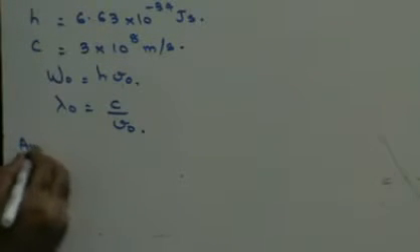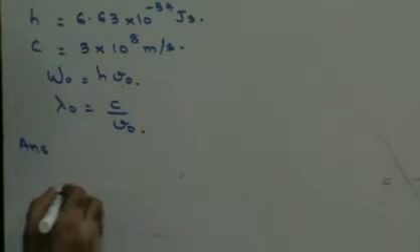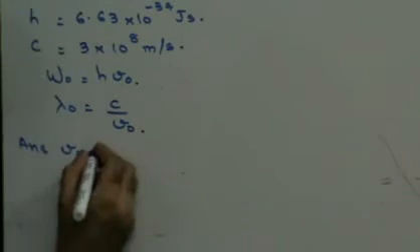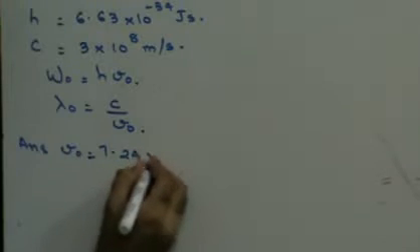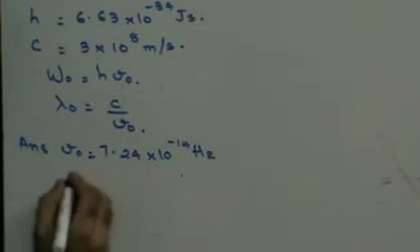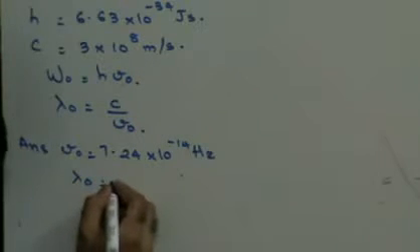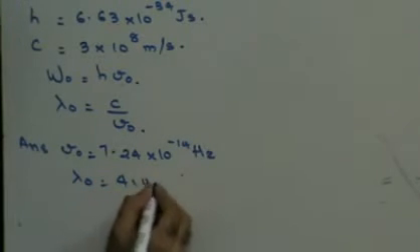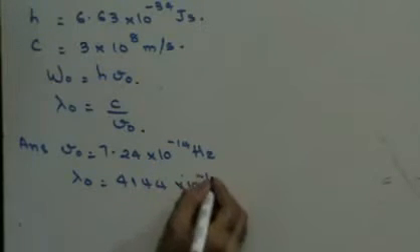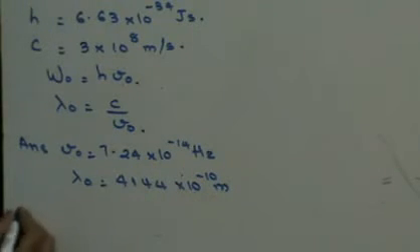Use the same method that you used in the previous sum and solve this. The answer for this you should get as threshold frequency should be equal to 7.24 into 10 raised to 14 hertz, and threshold wavelength is 4144 into 10 raised to minus 10 meters. Next, take the next sum please.